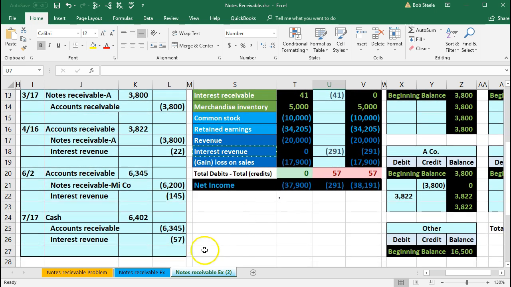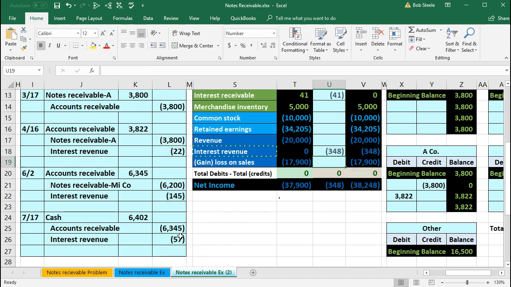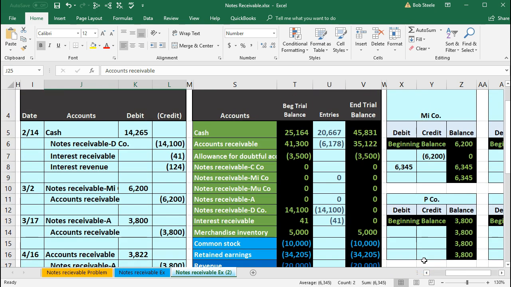Then we're going to pick up the interest revenue here, putting it there in U18, double click, go to the end of it, plus there's the 57 and enter. That brings net income up, puts us back in balance. Now we did something to the accounts receivable, so we needed to post that same thing as well to the subsidiary ledger. Here's MI owing us money. We're going to be here in column Y9 to take this balance back down. Y9, that's just where it happened to land.